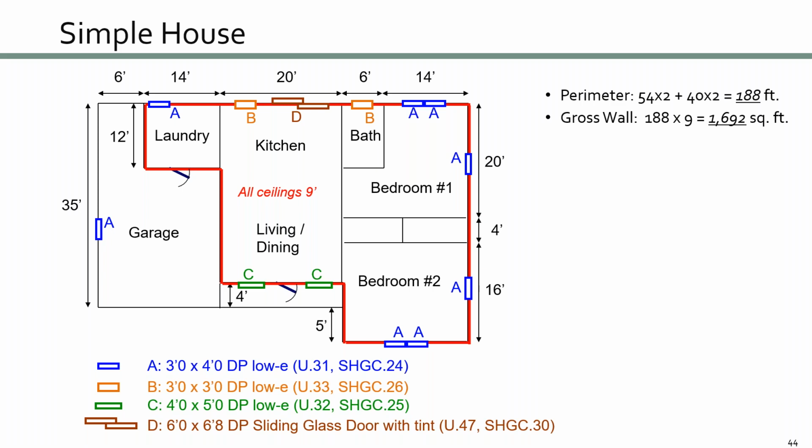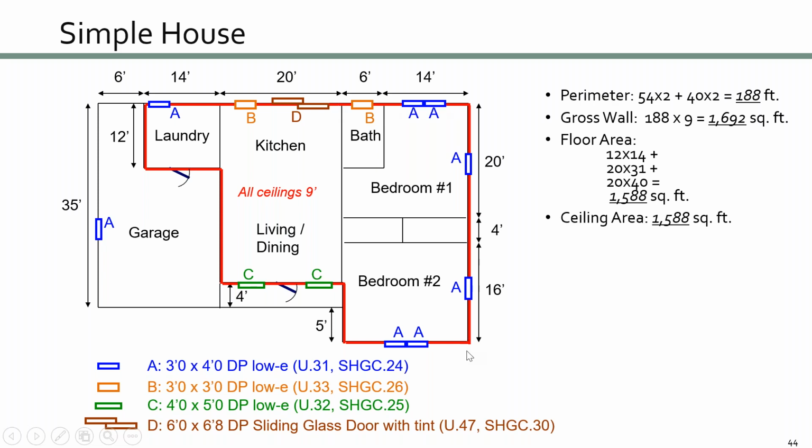The floor area of the home would be the 3 boxes: the laundry, 12 by 14, the kitchen and living area, which is 20 by 31, and the bedroom, which is 20 by 40. That adds up to 1588 square feet. We're going to have a flat ceiling, 1588 square feet. So this is a pretty simple house.